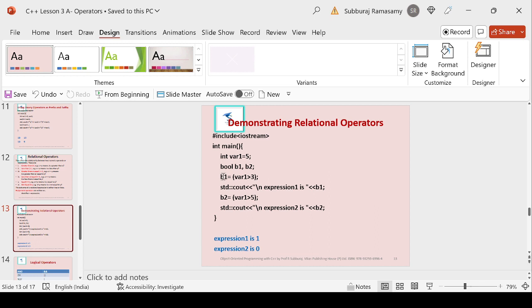And to b1, I'm assigning the result of var1 greater than 3. var1 greater than 3 is a relational operator, greater than. So what is the result? var1 is what? 5. And is 5 greater than 3? Yes. So b1 will be true.